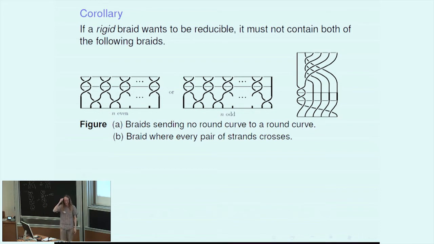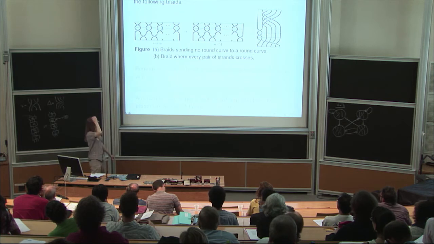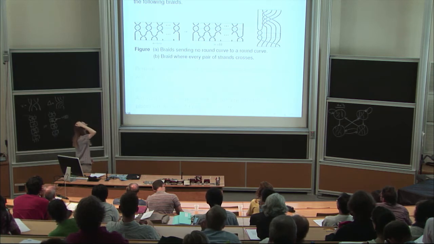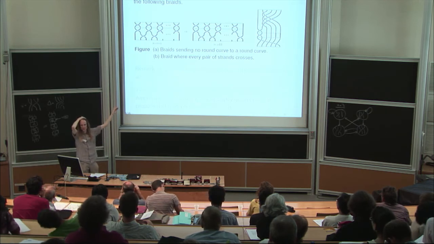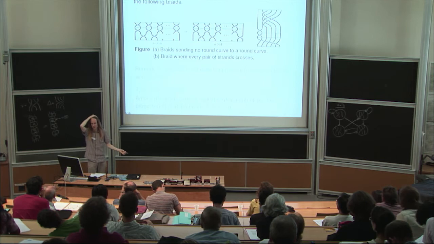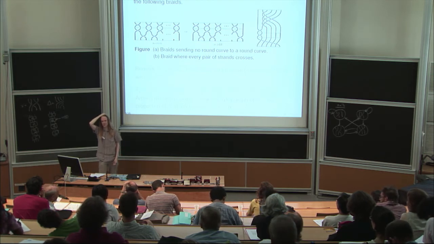Yes, it could contain one of them. For instance, it could contain the first one. That would mean that no round curve can be preserved, but that doesn't matter because an almost round curve could be preserved with all interior strands trivial.